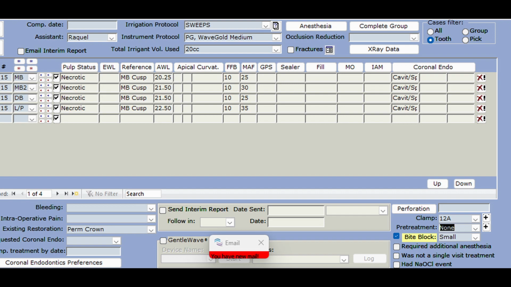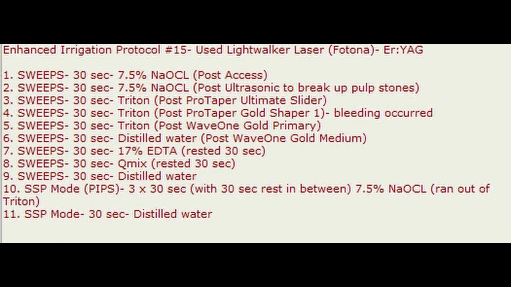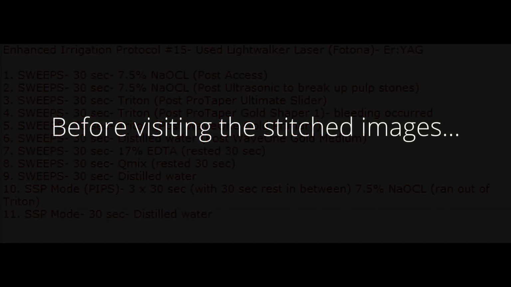These are his measurements. He did take the MB2 out to a size 30, and this is his irrigation solutions and what he used. He used a Fotona laser with sweeps with 7.5% sodium hypochlorite and Triton.